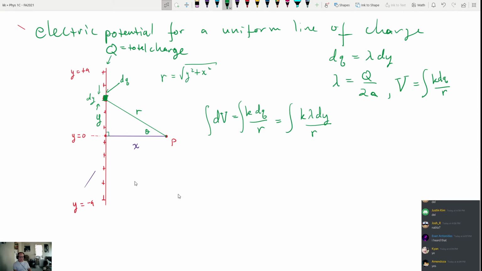That's the right angle. If we plug that in here, we're going to get the integral of k lambda dy over the square root of x squared plus y squared. Is this an easy integral to do? Is this one where we want to do a trig sub? Looks like a trig sub.